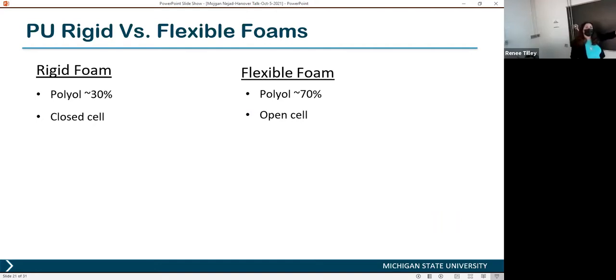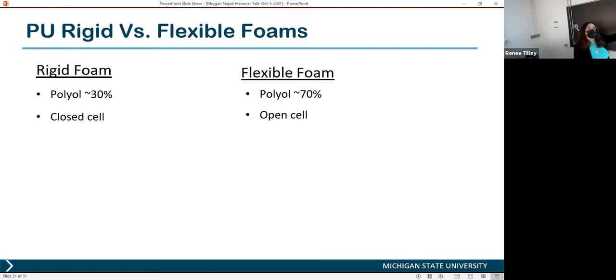In rigid foam, 30% of the foam is petroleum-based polyol. That's the part that we're gonna replace with lignin. In flexible foam, 70% is polyol. And now you see the challenge. Later I'm explaining why we cannot replace 100% of the petroleum-based polyol in flexible foam with lignin, because lignin is aromatic and rigid.